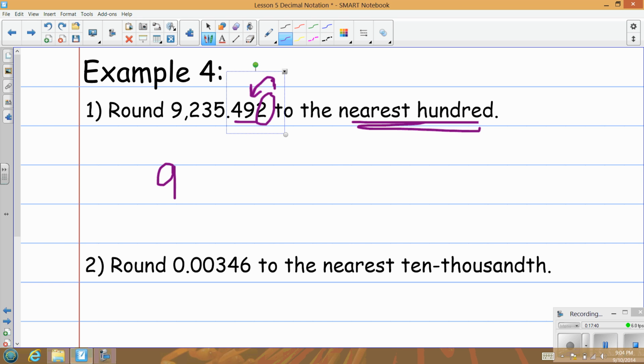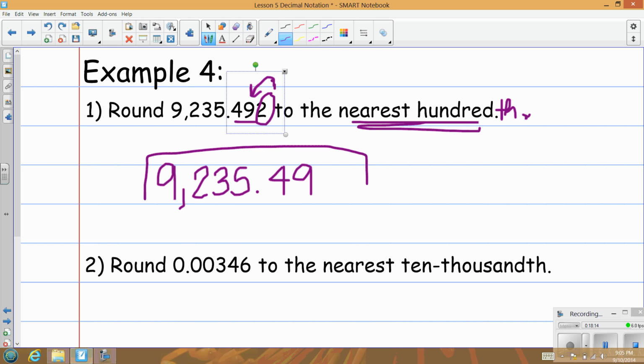So if I want to round this, let's just make this hundredth, and then I'll talk about 100. So nearest hundredth, 2 decimals. So this would just stay 9,235 and 49 hundredths. Now, what happens if I wanted to round that to the nearest hundred, which is what I originally wanted for this problem?